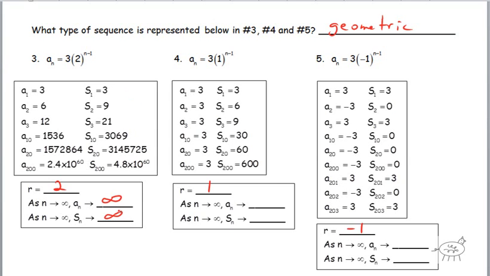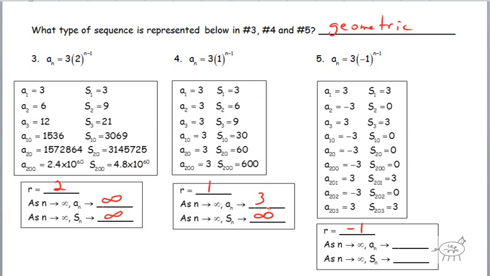All right? Number 4, what is a sub n approaching? Well, isn't it 3 for every one of these? Because it's basically 1 to whatever power is still 1. So this is actually approaching 3. And what is the sum? Well, if I keep adding them up, 3 plus 3 plus 3 plus 3 plus 3 plus 3, I'm getting bigger and bigger and bigger, and I'm going to infinity.